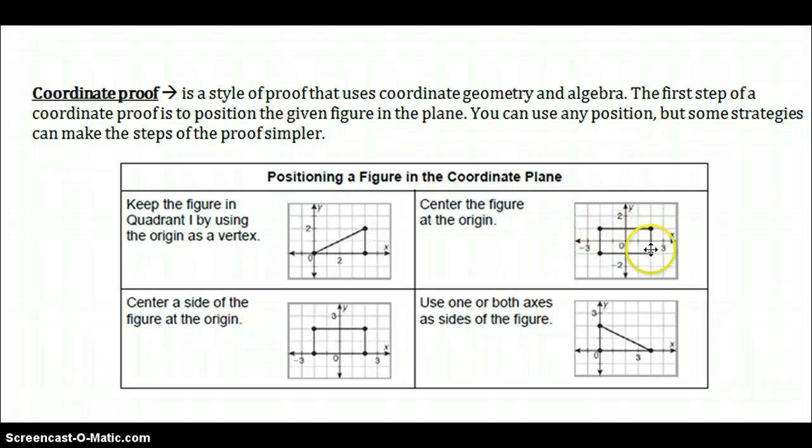We could center the figure around the origin. Sometimes that would also be helpful. We could center one side of the figure at the origin, or we could put the sides of our figure along the axes if there's a right angle there, and again putting one vertex at the origin. This will be very helpful, especially with triangles. This last one is how I will position most triangles in these examples.